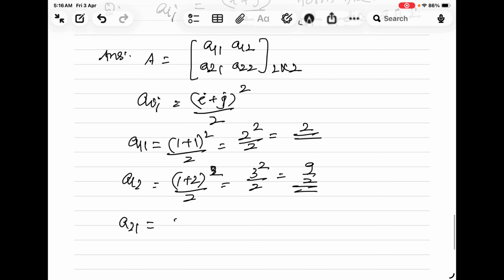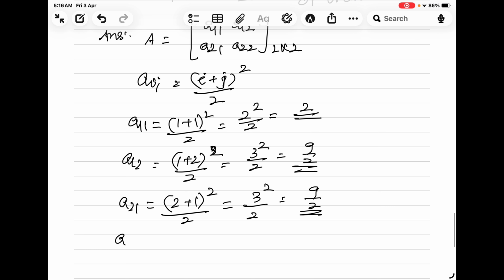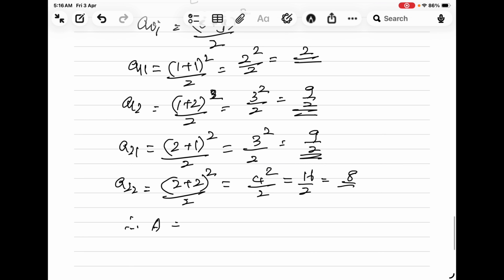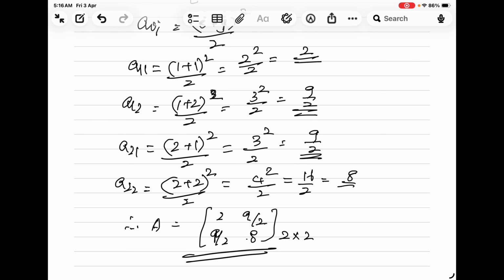A21 equals 2 plus 1 whole square by 2. That is 3 square by 2. Again 9 by 2. And A22 equals 2 plus 2 whole square by 2. 4 square by 2. That is 16 by 2, which is equal to 8. Therefore, A equals matrix 2, 9 by 2 and 9 by 2, 8. Order is 2 by 2.